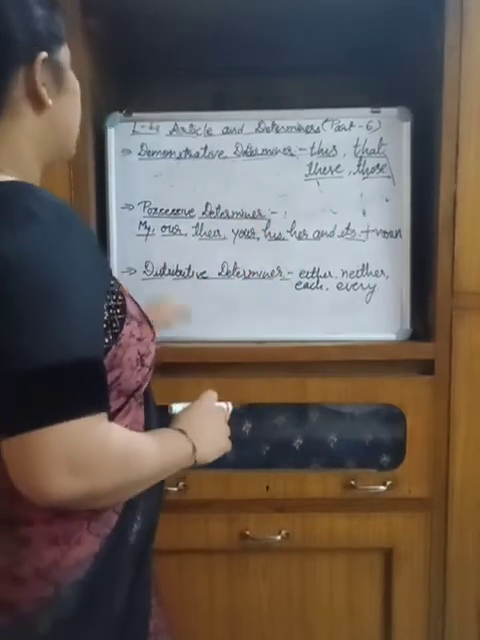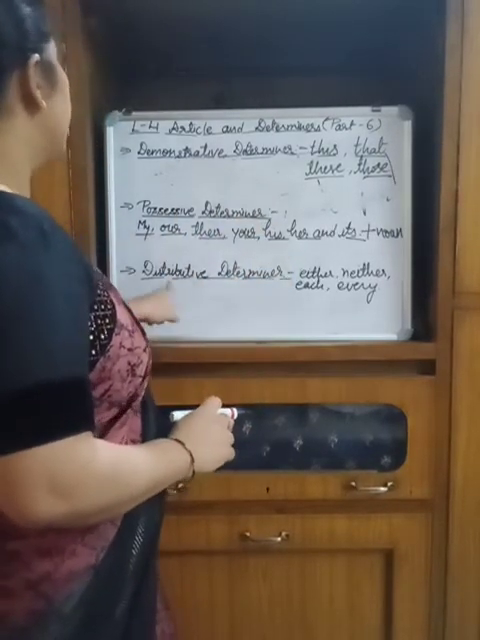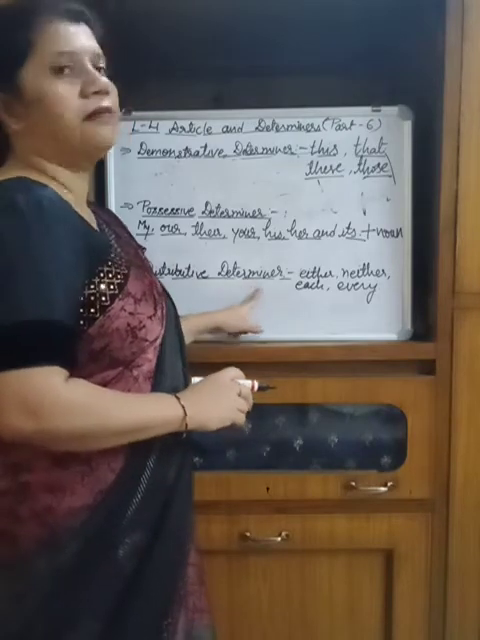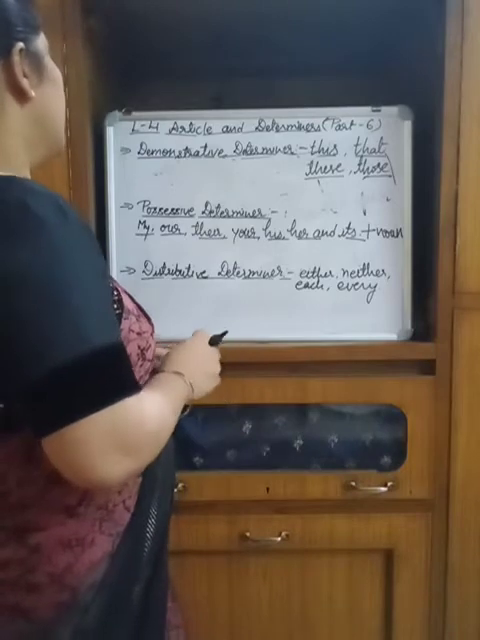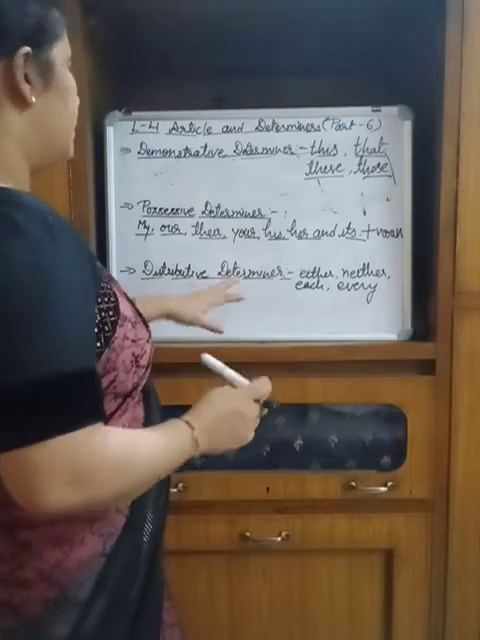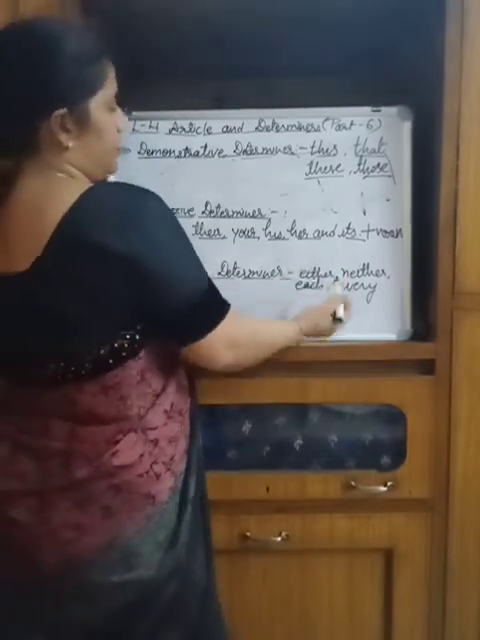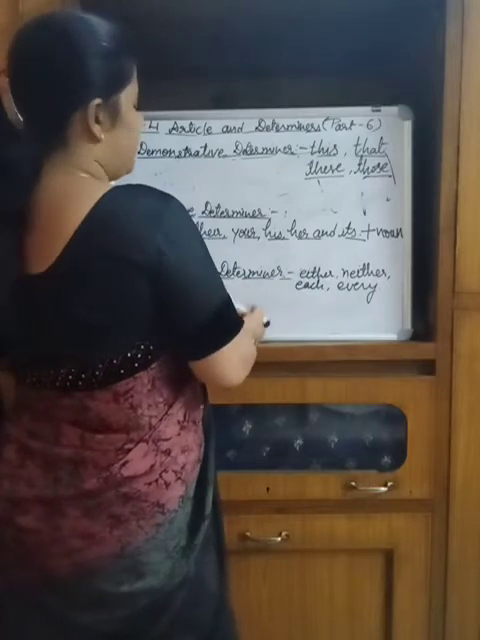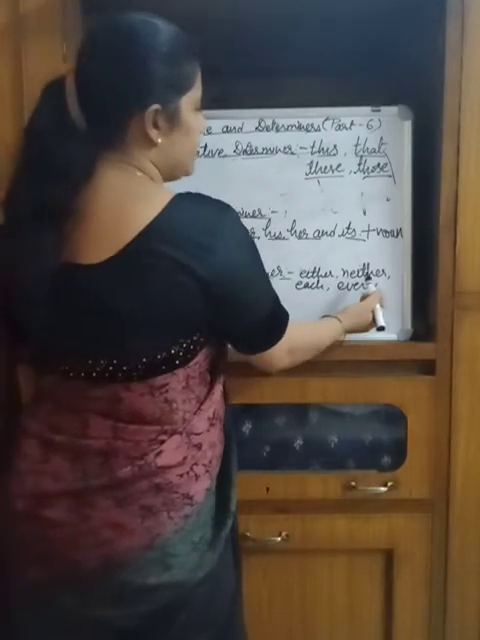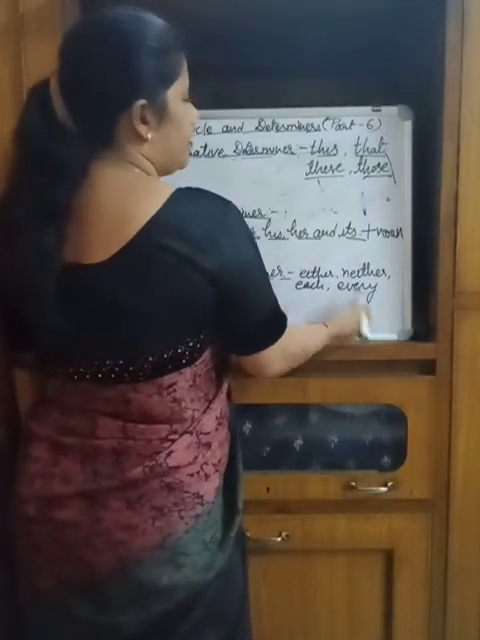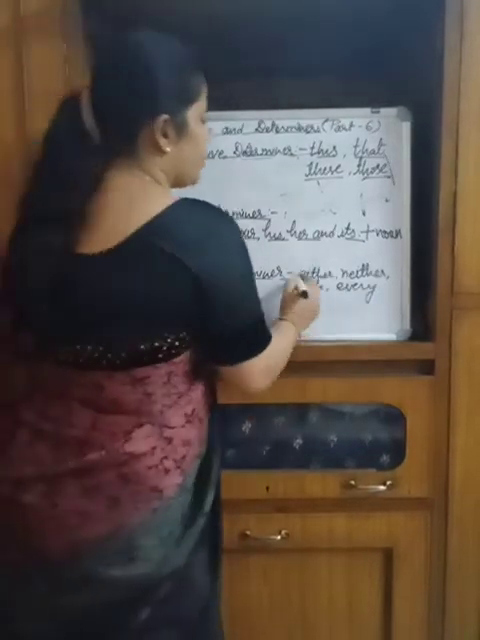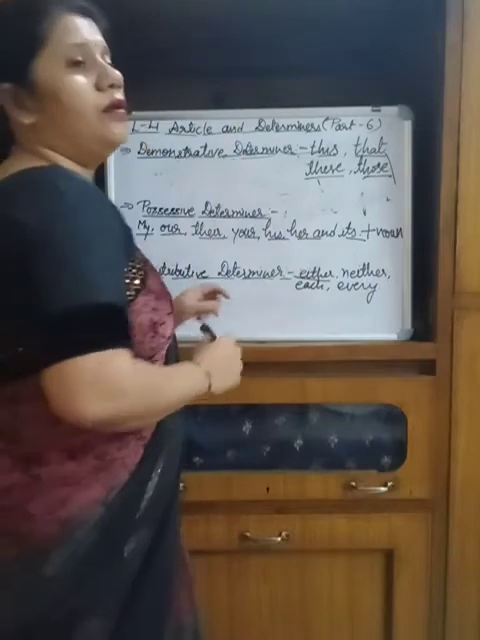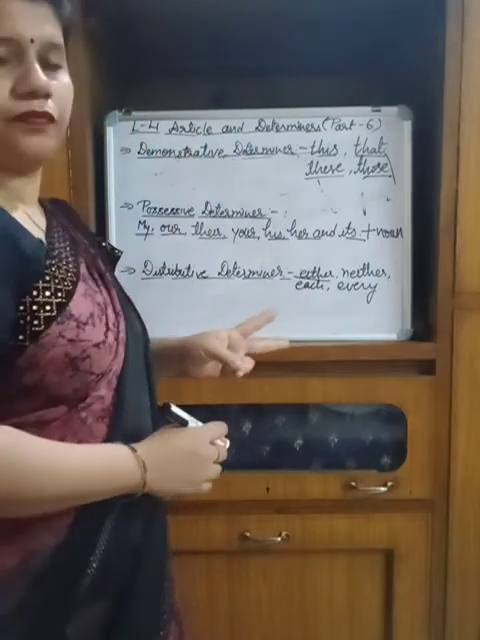Now, the last one is the distributive determiner. The words that we can explain with the help of the distributive determiner are either, neither, each, and every. One by one we are going to discuss. The first one, the word either. Either is used when there are two options.